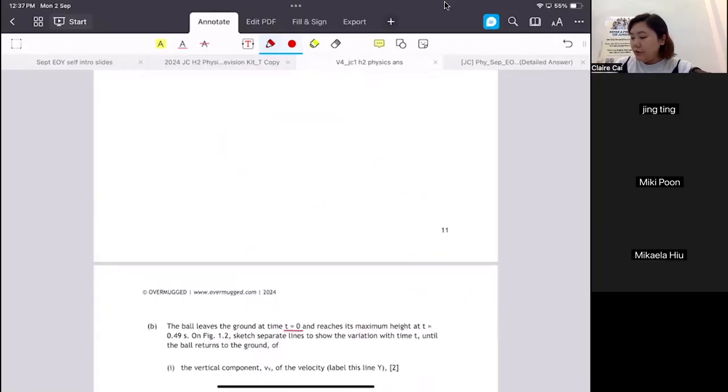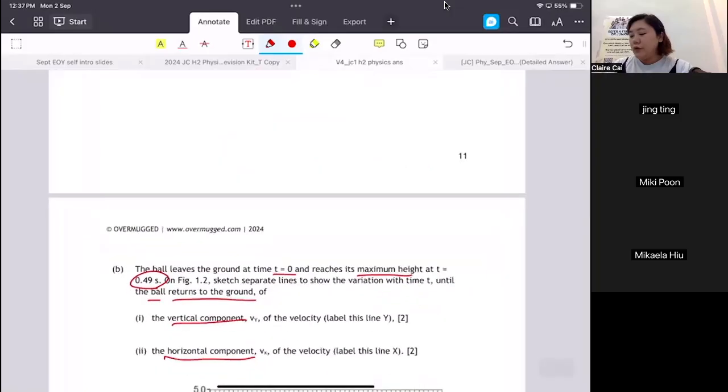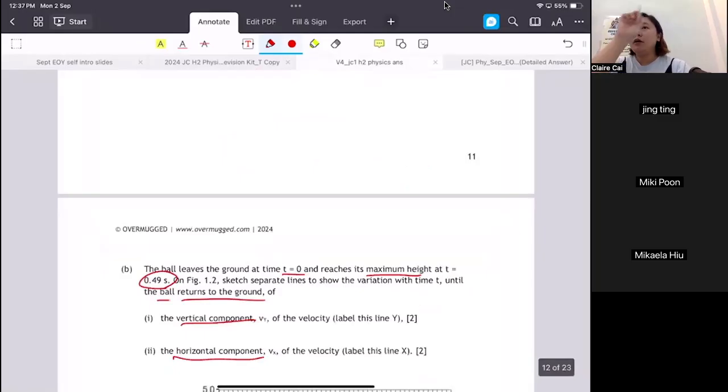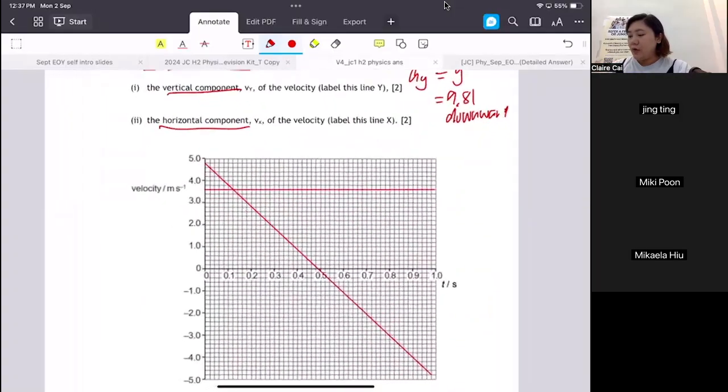So you leave the ground at t equal to 0, and reach the maximum height at 0.49. Sketch separate lines to show the variation with time, until the ball returns to the ground, of the vertical component and the horizontal component. If you're ignoring air resistance, your horizontal component will be constant, correct? Whereas for your vertical component, you have a constant acceleration ay equal to g, that means 9.81 downwards. So if you're looking at Vy against time, I should also get a straight line, but it will be negative, going down. So that will be our answer.